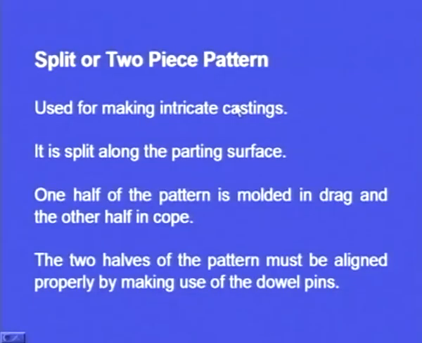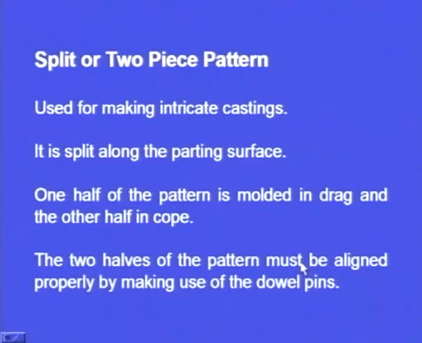Next one, split or two piece pattern. This split or two piece pattern is used when we are making castings of intricate shape. So the pattern is split along the parting surface, which means in the middle it will be split into two halves. One half of the pattern will be molded in the drag box, and the other half of the pattern will be molded in the cope box.